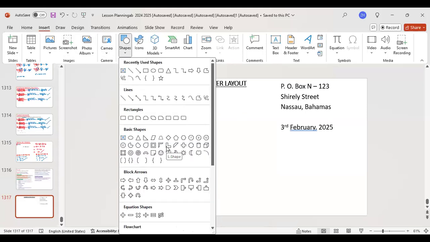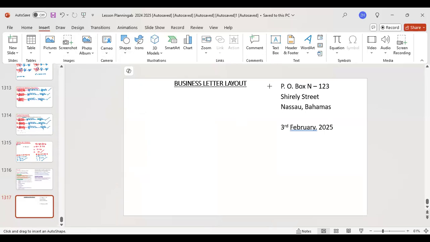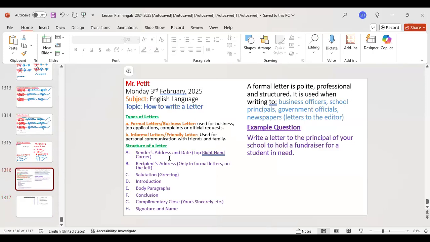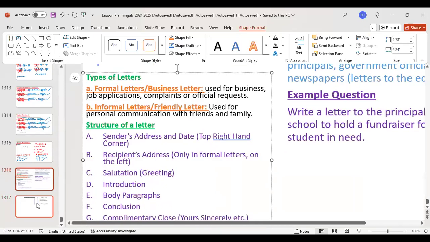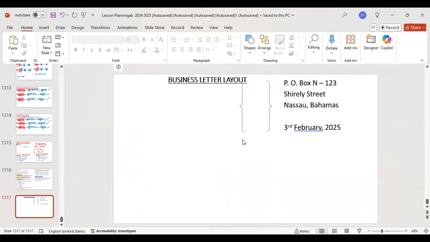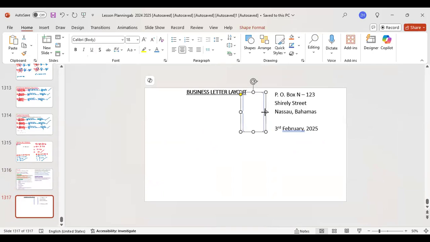Don't have it on the structure of the letter. Say it again. How come it doesn't have it on the structure of a letter on the last slide? That's exactly what I have in the structure of the letter. I mean the date. Sender's address and date. Read the lead. Oh, I didn't see date. Yeah, read the lead.